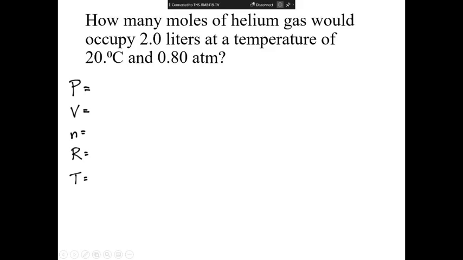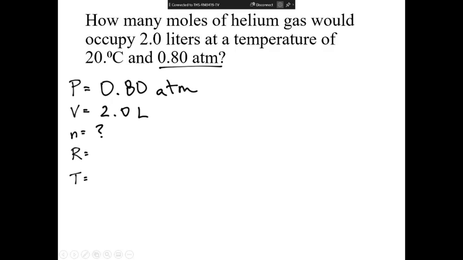Okay, pressure is in atmospheres there, so 0.80 atmospheres. Volume, what's the volume of this gas? 2.0 liters. Okay, number of moles. Did they give me number of moles? No, that's what I'm looking for, so I'll call it question mark, and that's what I'll be solving for.